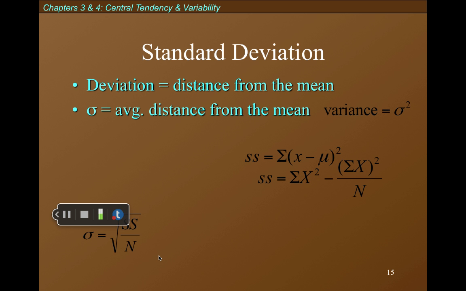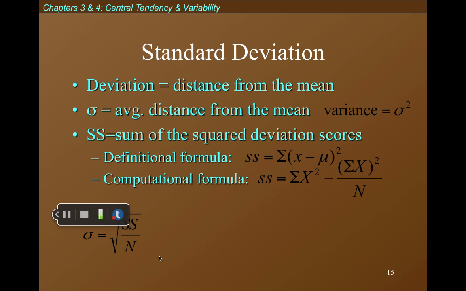Now the variance is just the standard deviation squared, and so you see this over here in the black, it's just sigma squared. So sometimes we use the variance instead of the standard deviation. So how's this calculated? Well, the first step is to calculate the sum of the squared deviation scores. The first formula we have is what we call the definitional formula. And if you've got a very simple data set, this one is the easiest one to use. It's the sum of each person's score minus the mean, and for each one of those, you square them, and then you add them. You square each person's deviation score, and then you add them all together.